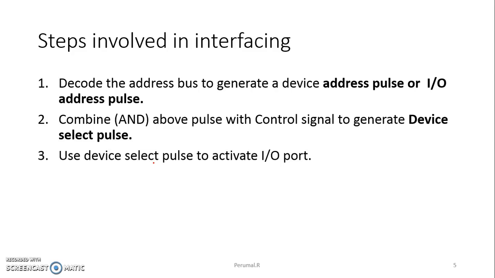Now this address pulse should be combined with the control signal, whether it may be the read control signal or write control signal generated from the microprocessor. We have to combine these two signals, that is an AND gate operation, to generate another signal called the device select pulse. Using this device select pulse, the I/O port will be activated. This device select pulse will be used for activating the I/O port.